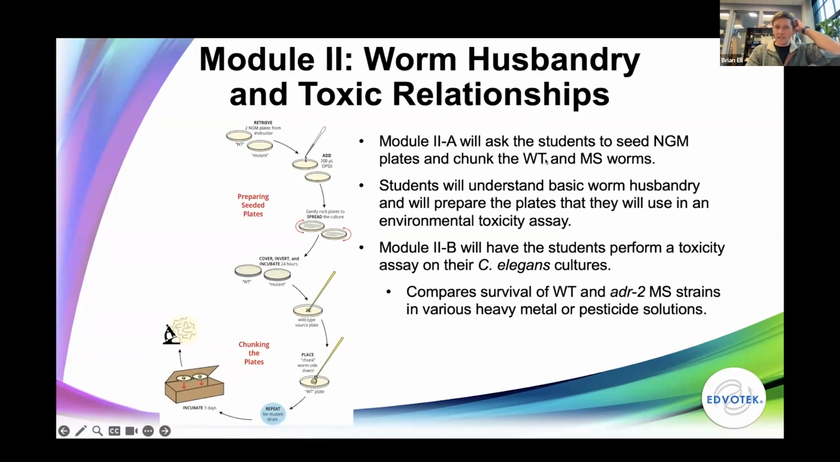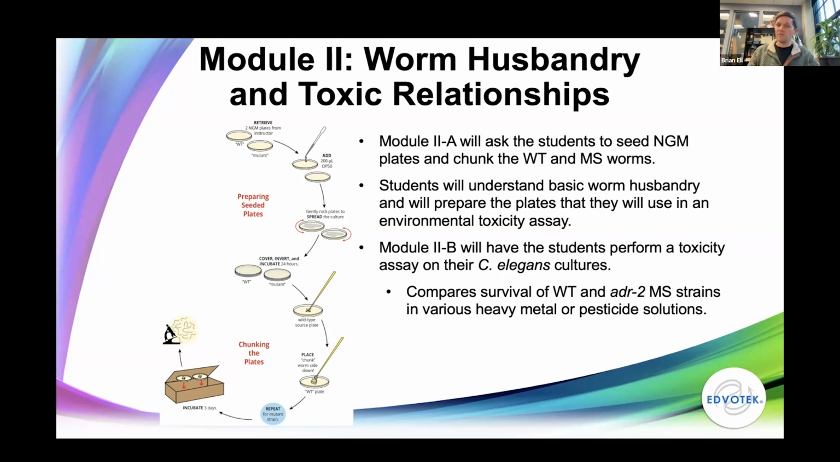Okay, so let's talk about Module 2. We kind of did our recap, so moving on to the new stuff now for Module 2. This module has been divided up into 2 subsections. Module 2A is worm husbandry, and Module 2B is toxic relationships.